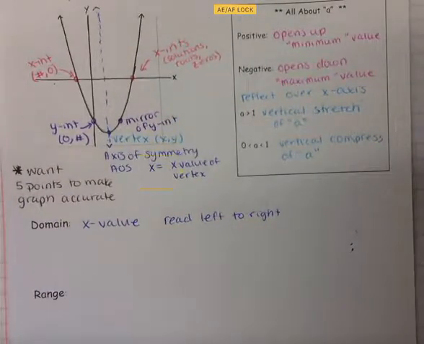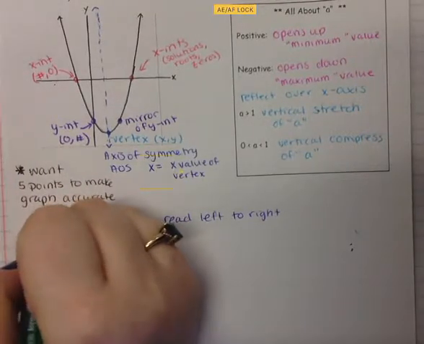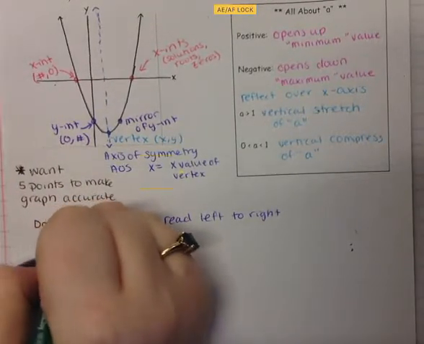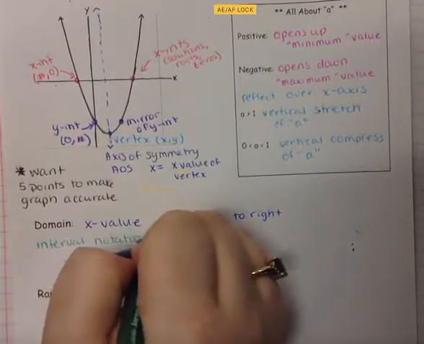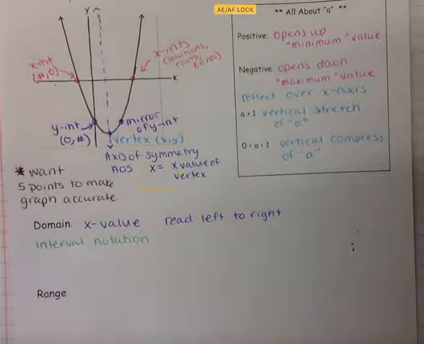The domain, we're going to be writing in interval notation. Interval notation, because domain and range both have a start and stopping point. So I want to know where the start and stopping point is, and then what it is. You have the start point and then the stop point and then everything in between it, but you don't have to write out everything in between it because that will take forever.